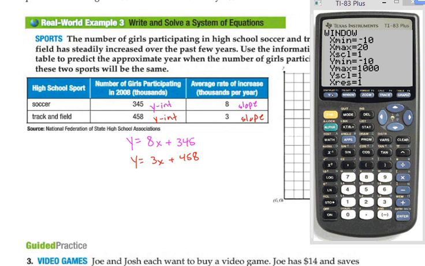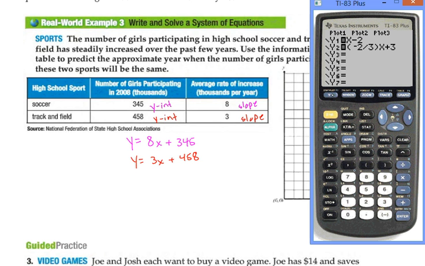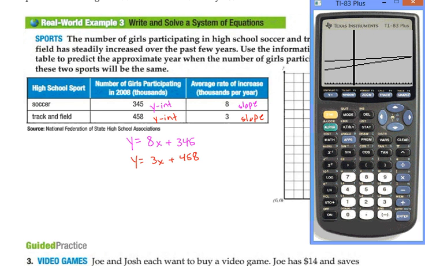Now I think we should be able to go ahead and graph it. So I'm going to go back to my y equals, knowing that if I hit this clear button, that's going to get rid of all my other graphs. I'm going to plug in 8x plus 345. I'm going to go down to my 3x plus 458. And one thing I didn't show you before, you can go ahead and hit this graph button so we can see those two graphs.